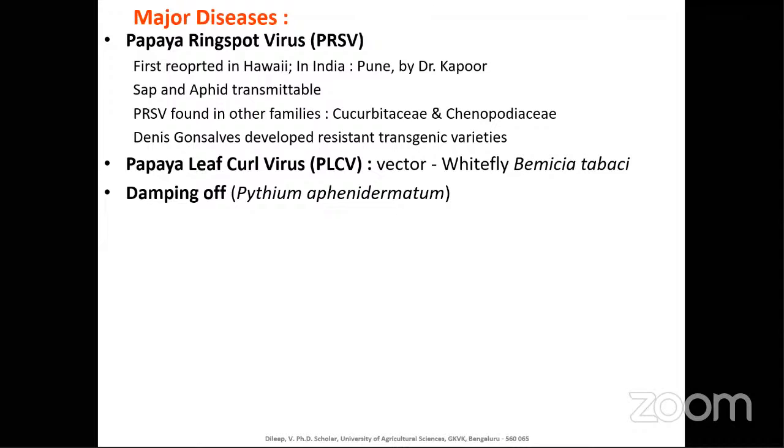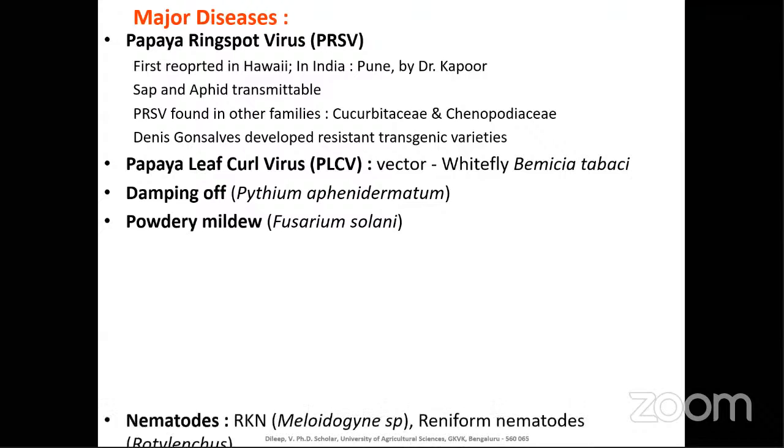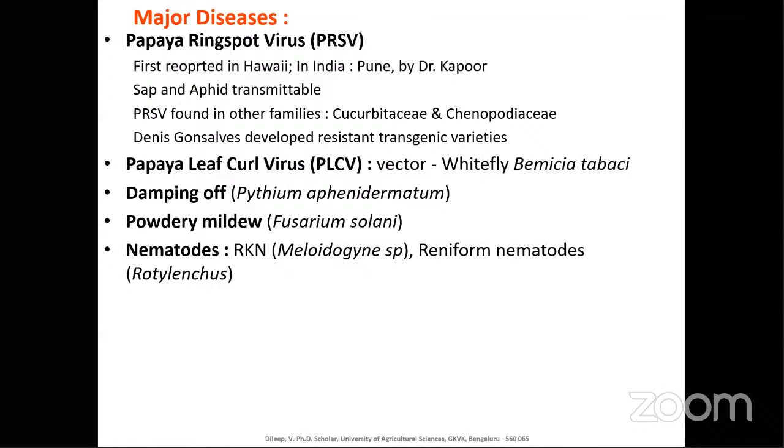Another important disease is the viral disease papaya leaf curl virus, transmitted by whitefly, Bemisia tabaci. Ring spot virus is transmitted by aphids, and leaf curl virus by whitefly. The vectors are important. And what are the fungal diseases? Damping off, caused by Pythium aphanidermatum, so Pythium and also Phytophthora. It is a soil-borne disease. Damping off may result, and also powdery mildew, root knot nematode and reniform nematodes. The major pests include aphids, mites, scales, and fruit fly.